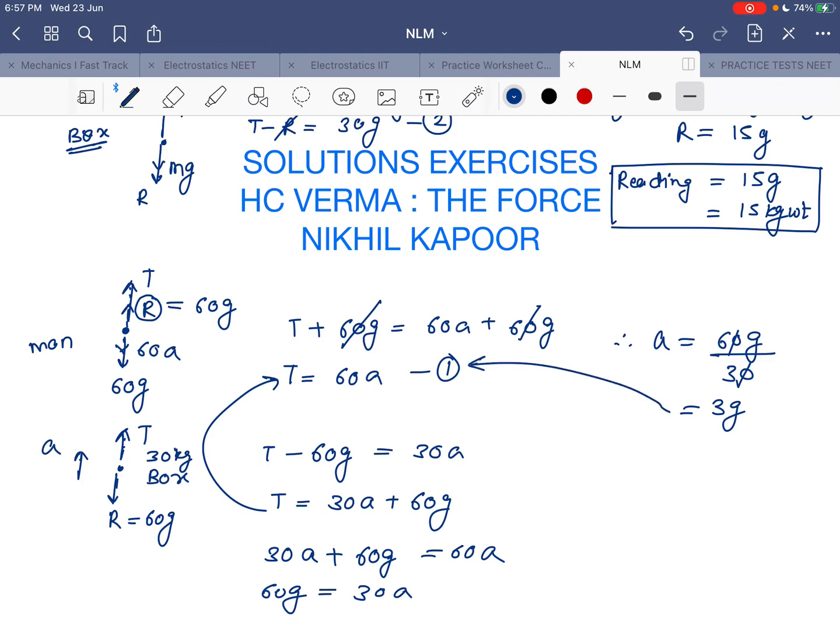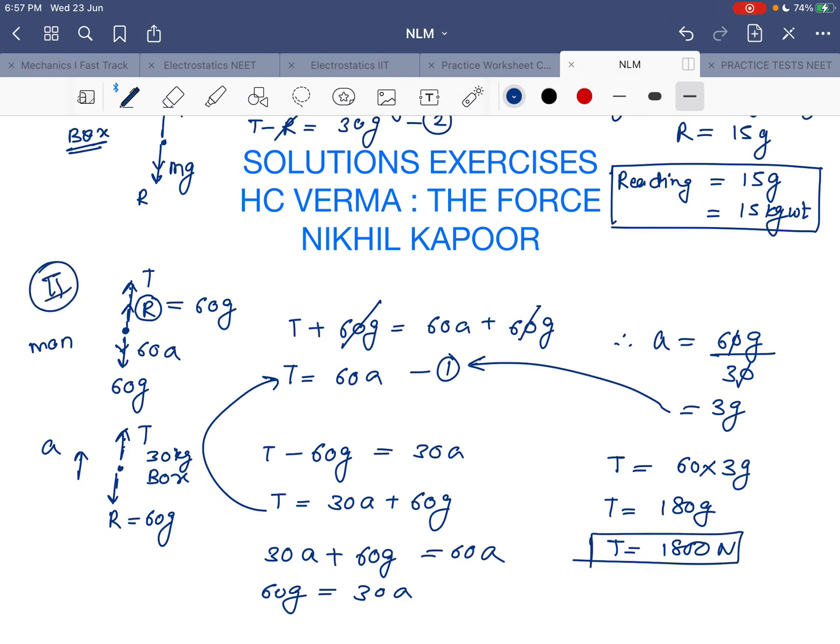If I substitute the value of acceleration in equation 1, we will get the value of tension by which the man should pull the string. So it will be 60 into 3g, which comes out to be 180g, and if you take the value of g as 10, it comes out to be 1800 newtons. So that is the answer to the second part of the question. Thank you.